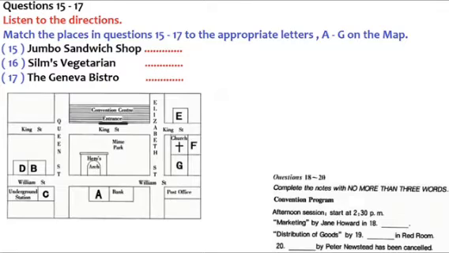Slim's Vegetarian is also nearby. Just turn left as you leave the centre into King Street, cross over Elizabeth Street, and it's on your left, directly opposite the church. Finally, the Geneva Bistro is always a popular place in this area. It's located behind the church on William Street. Please make sure you're back on time, though. We don't want to finish too late.